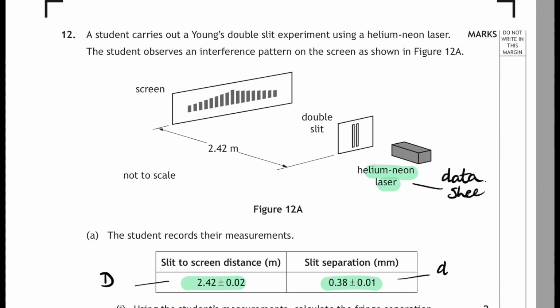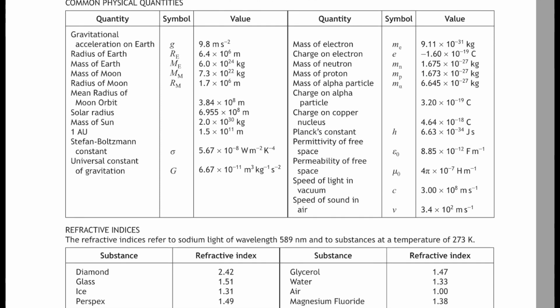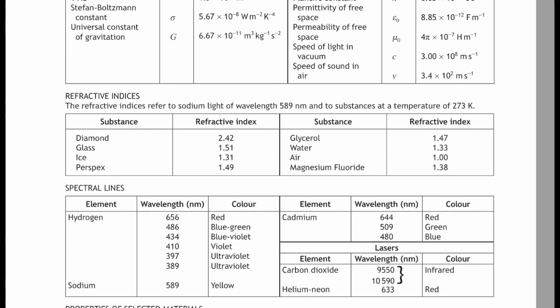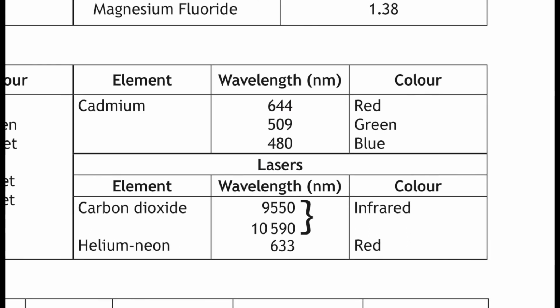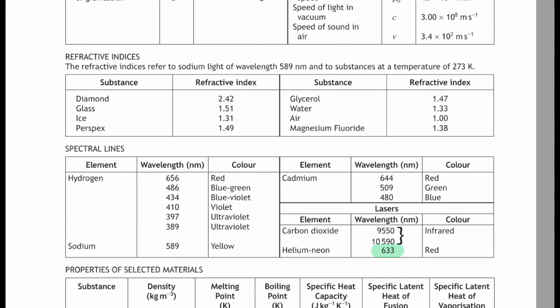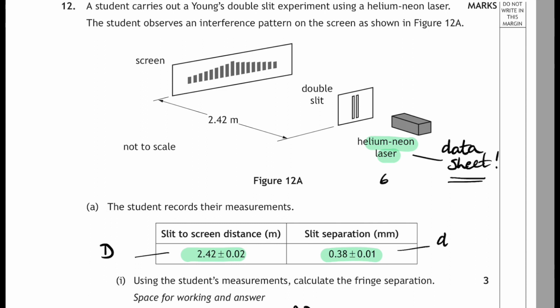And we can get the wavelength of that from the data sheet. If you scroll down the data sheet, there's a table called spectral lines, but within that there's a little table that says lasers, and there's a helium neon laser there. It's 633 nanometers. That's always on your data sheet.